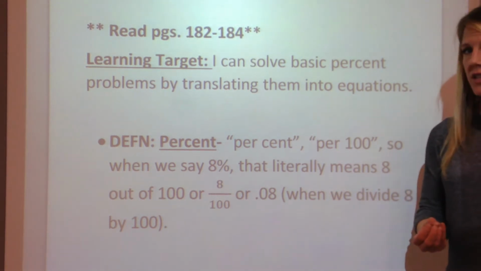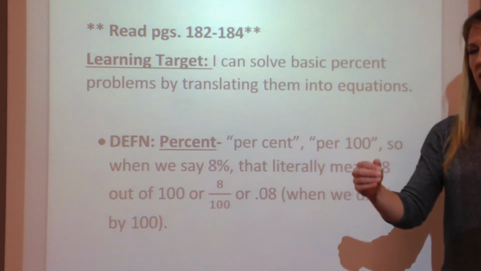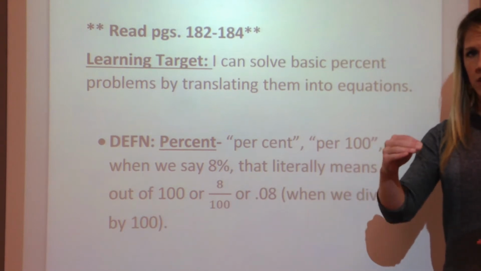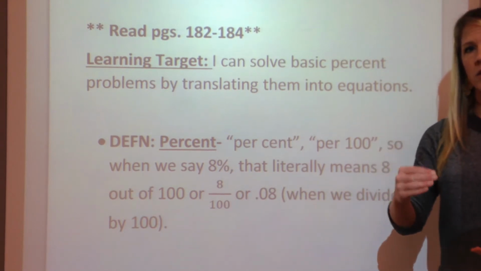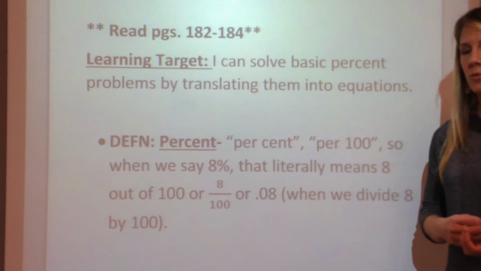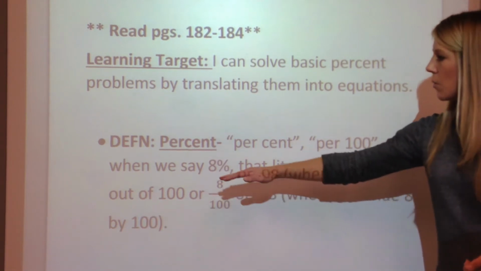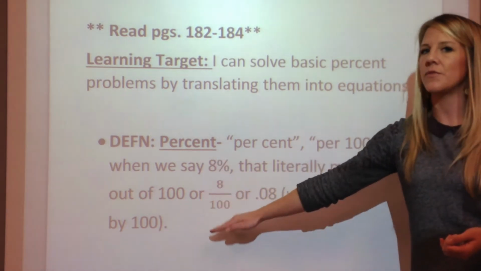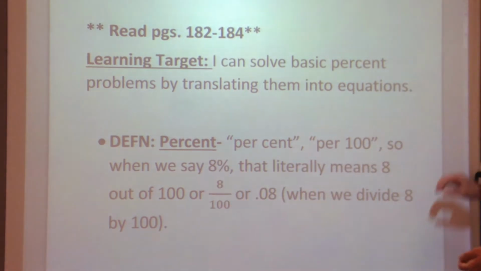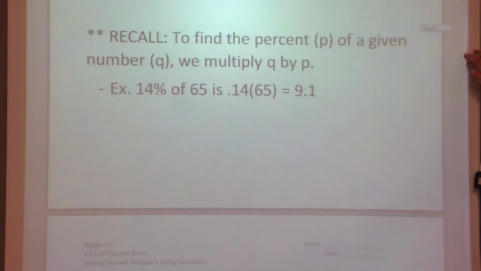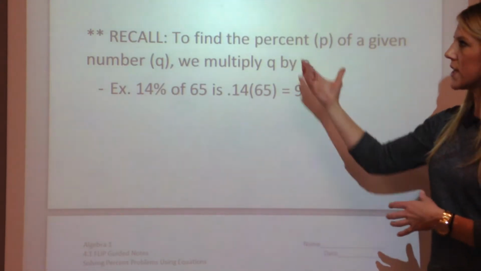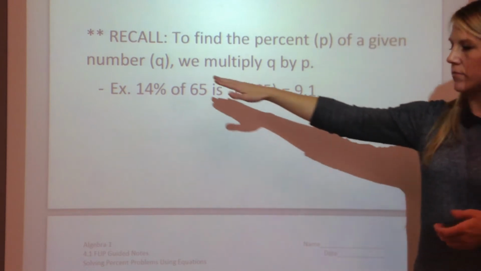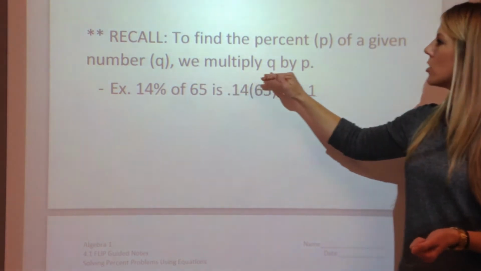If I'm saying 10%, 10 divided by 100 is 0.1. If I say 25%, 25 out of 100, 25 divided by 100 is 0.25. So you'll see as we go, when we're talking about a percent, when we want to write that as a decimal, we just move the decimal 2 spaces to the left because we are dividing by 100. So remember to find an actual percent, we take the percent that we'll call P of a given number, we'll say that given number is Q, and we multiply Q by P.